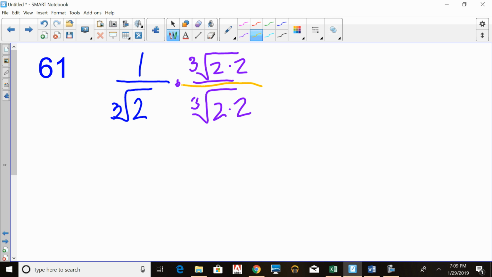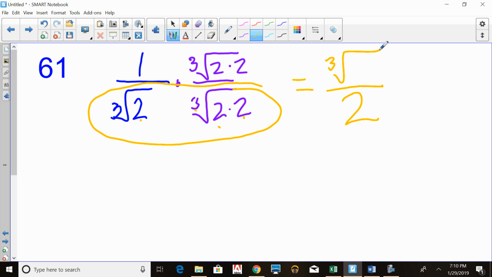Now the denominators, when you multiply all those together, well, there's 1, 2, 3 2's, and it's a cube root, so that's just going to be a plain 2. And then the numerator, 1 times this, is going to be the cube root of, and 2 times 2 is 4.